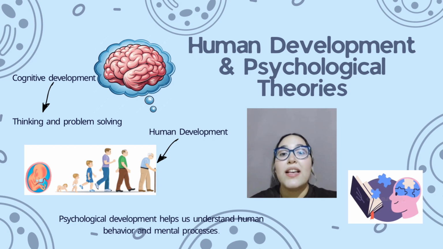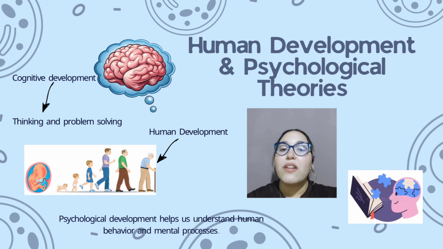During this stage, children learn basic skills and begin to understand the world around them. Second, adolescence is the transition between childhood and adulthood. In this stage, people experience identity formation, emotional changes, and social development. Adolescents start to build their personality and relationships.